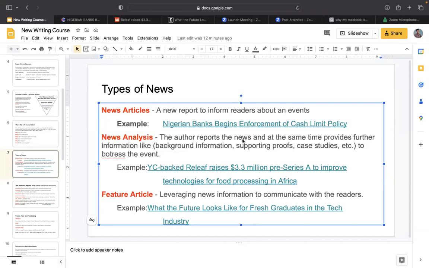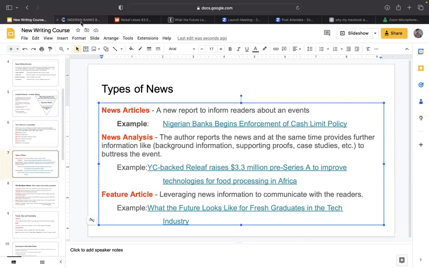Now we have news analysis. In the case of news analysis, the author reports the news and at the same time provides further information: background information, supporting proof, case studies, etc., to buttress the information. And then we have what we call feature articles. This basically leverages news information to communicate with the readers.